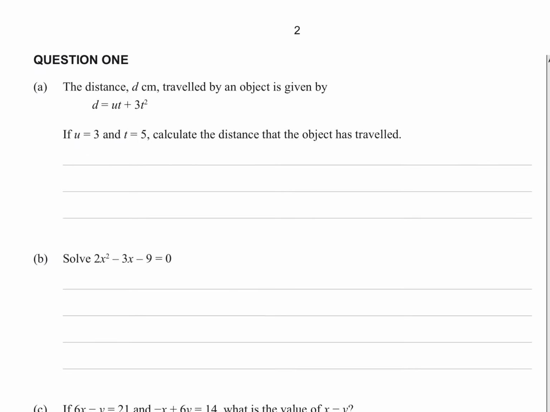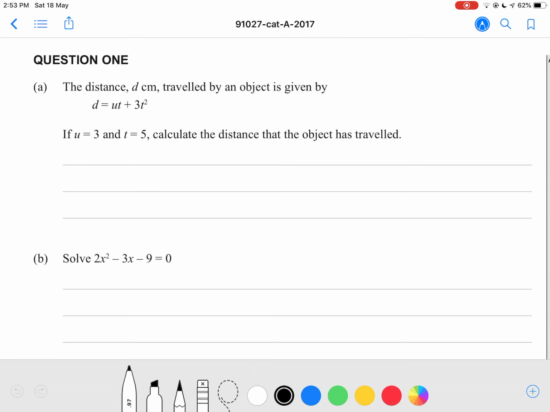So question 1. The distance d centimeters traveled by an object is given by d equals u times t plus 3t squared. If u equals 3 and t equals 5, calculate the distance that the object has traveled. So basically in this question, we're just going to substitute u equals 3 and t equals 5 in the equation. So we're going to say that d equals 3 times 5 plus 3 times 5 squared, okay?